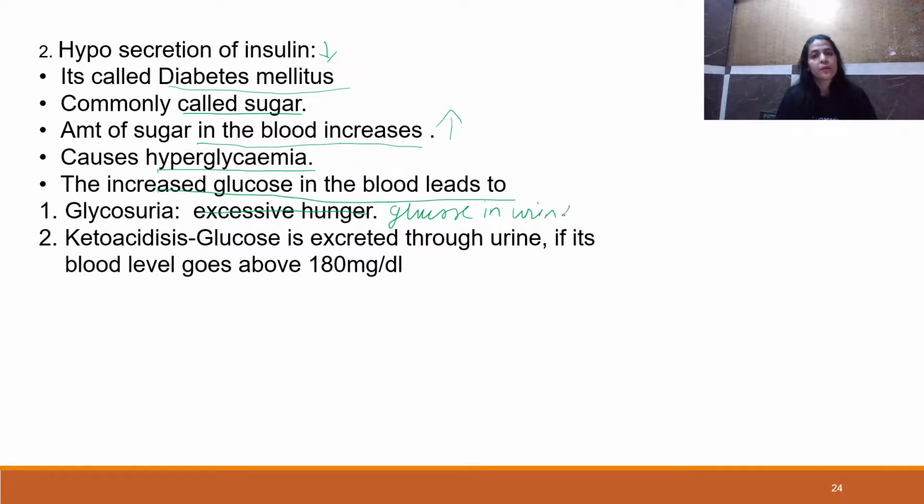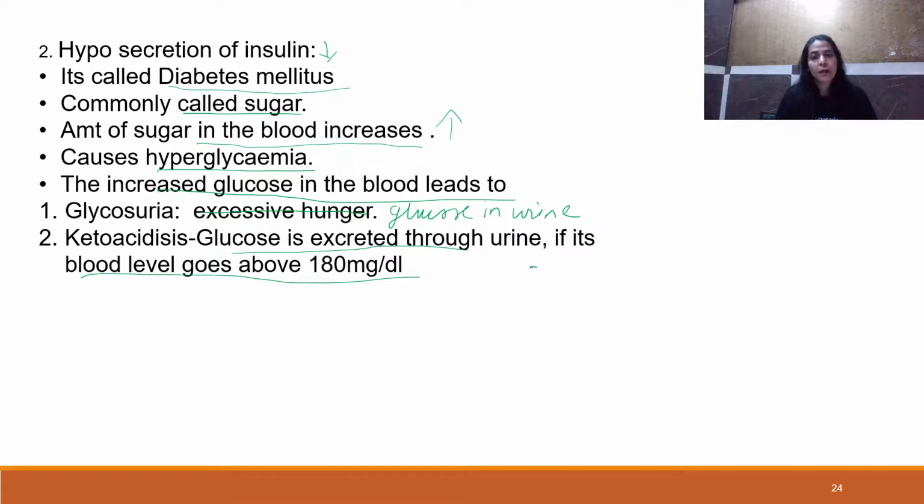The person suffers from glucose in urine. There is glucose being eliminated in the urine. That is called glucosuria, right? There is also acidosis. Glucose is excreted through the urine, and the blood level goes above 180 milligram per dl.